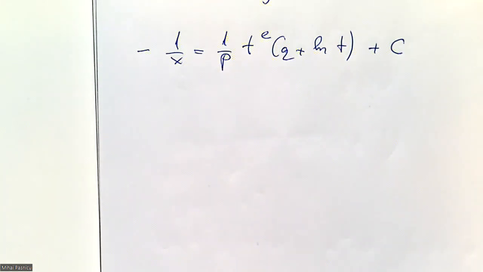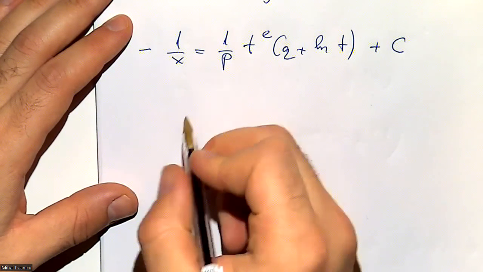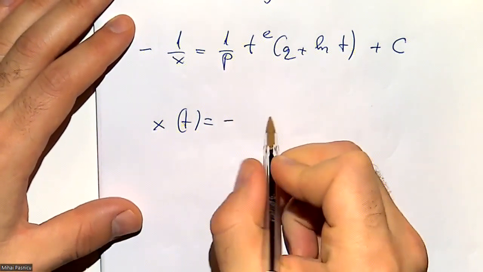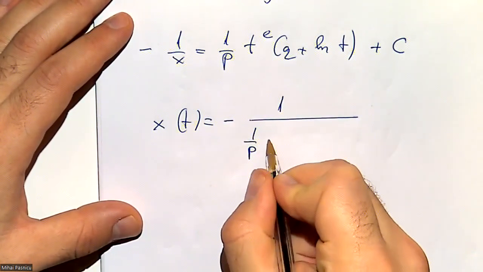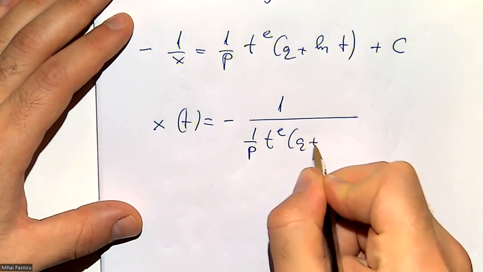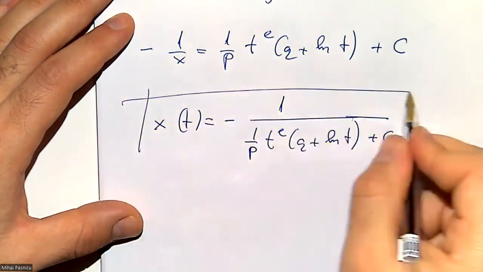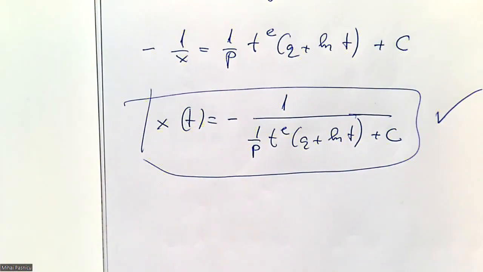Done copying. At this point, what am I doing now? x of t is just equal to minus 1 over P t e Q plus ln t plus constant. Hopefully I didn't mess this up, but I think it's correct. Okay, done. Problem is solved. I didn't solve any integral. I get maximum points.